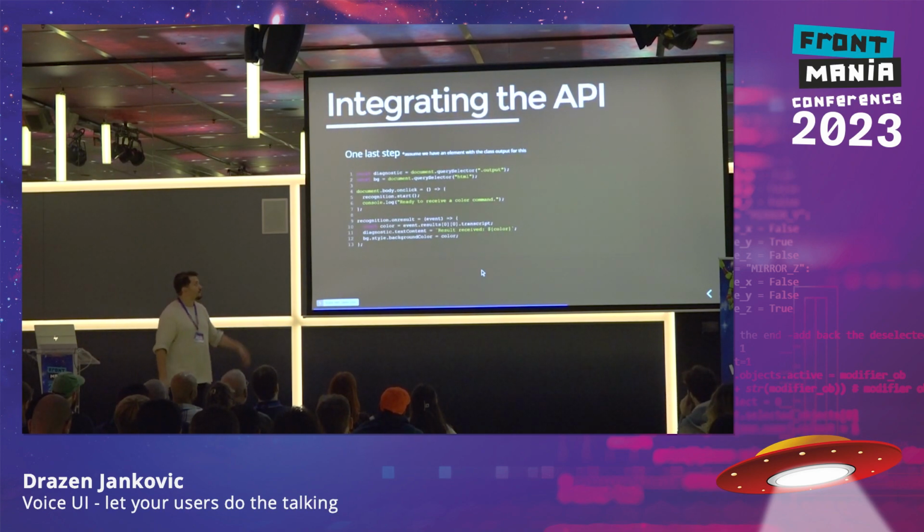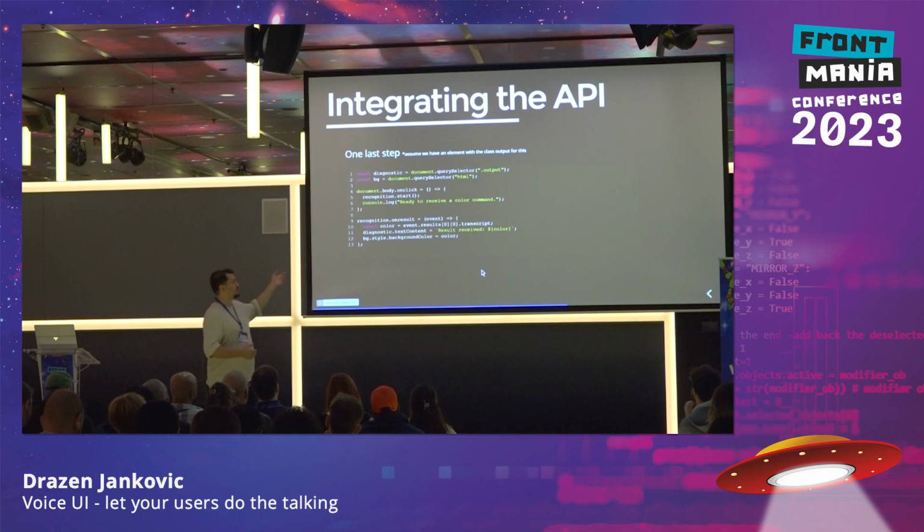And then the final step, let's say we have an element called output. We're just going to provide what you just said. We're going to put it in the output, and we're going to change the colors of the body. So how does that look?